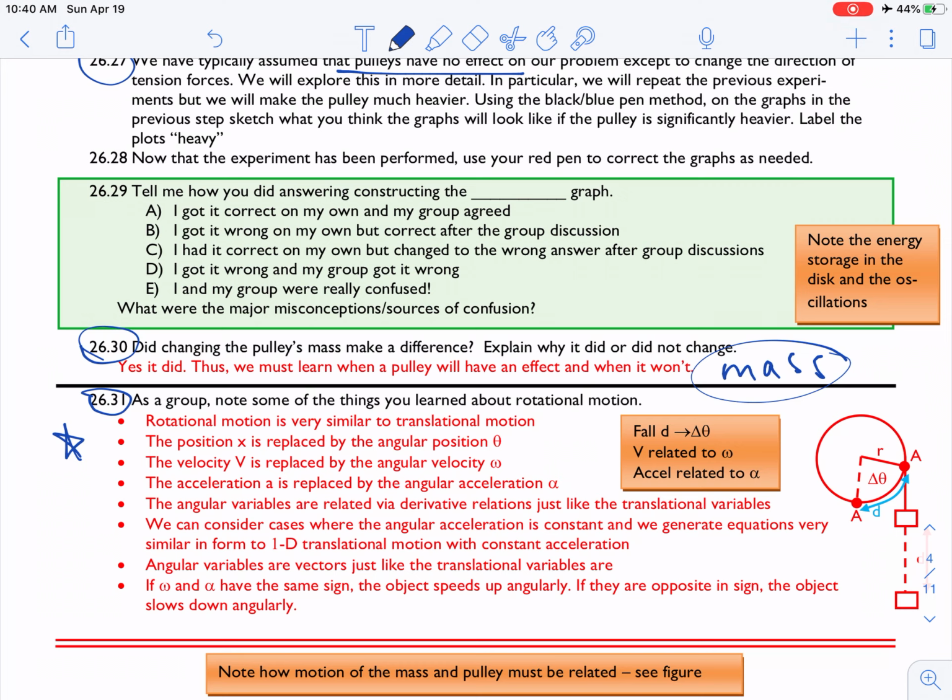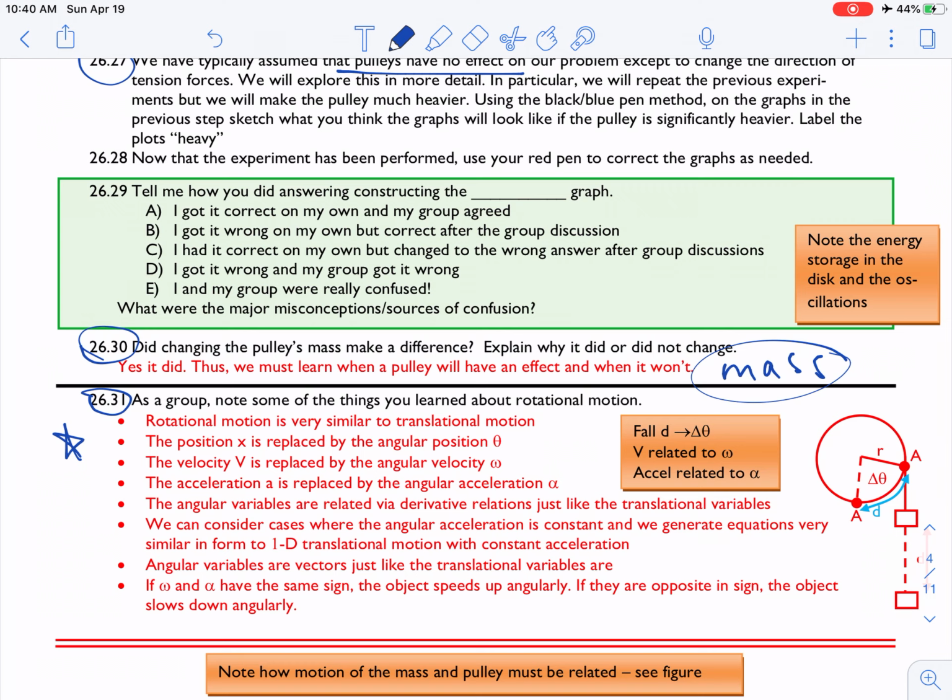The angular variables are related via derivative relations, just like translational variables, as I showed in my review, the first video. And we can consider cases where the angular acceleration is constant and we generate equations very similar in form to 1D translational motion with constant acceleration. They're still vectors, but there's a little difference, so we are a little bit sloppy on the vector notation, but that's why we kind of want to use 1D to relate things, because in chapter 2, we didn't know vectors, right? But it's a very similar relation.